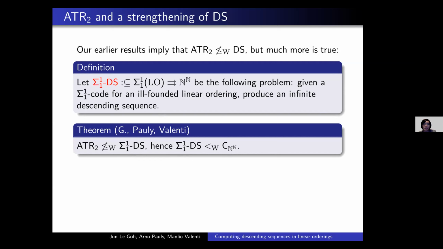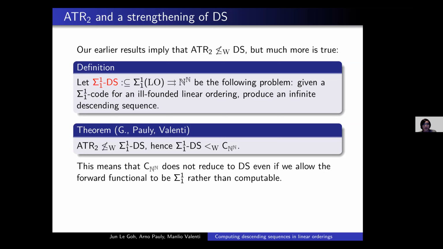Earlier in the talk, I said that DS is strictly reducible to choice on Baire space, and now this is a strengthening of that result. This result also strengthens the result by Angles-Dorec and Kihara, because this parallelization reduces to DS. But that's kind of beside the point.